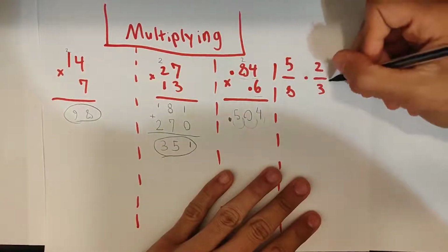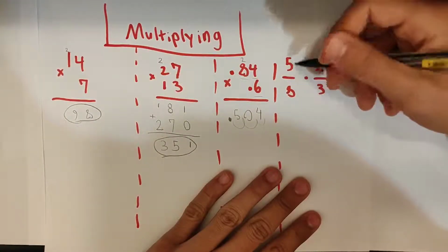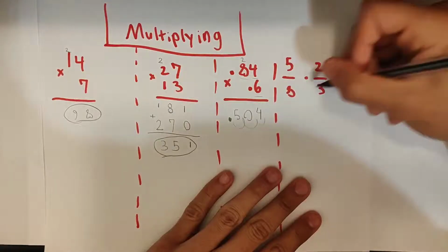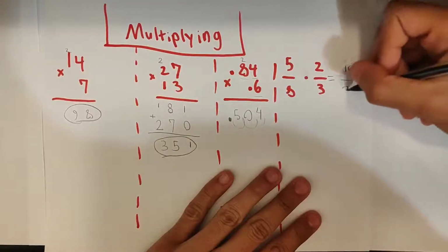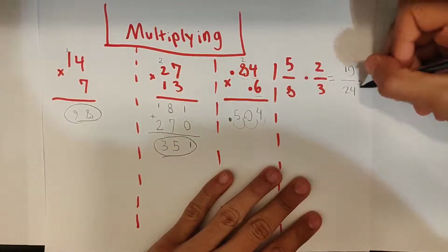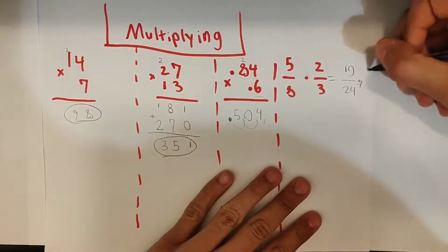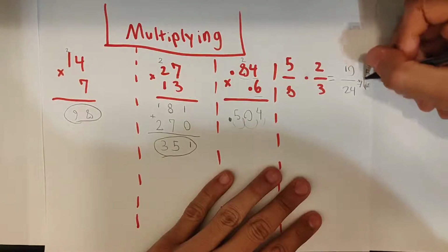Anyways, when multiplying fractions, you just multiply straight across. So 5 times 2, that's 10. 8 times 3, and that is 24. Don't forget to reduce when possible. Divide these both by 2. You get 5/12.